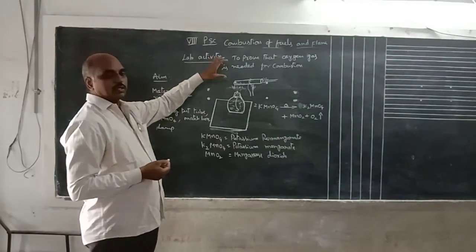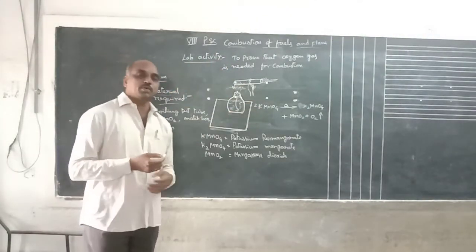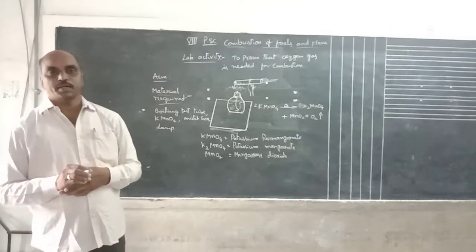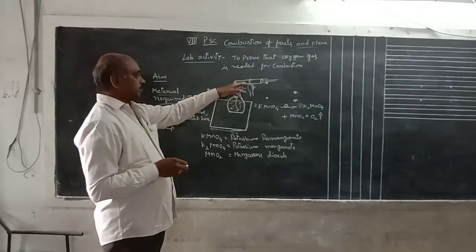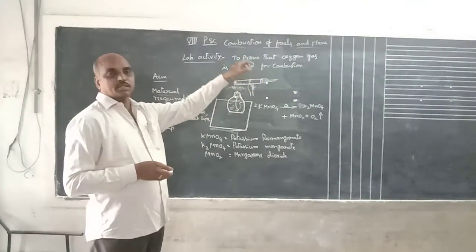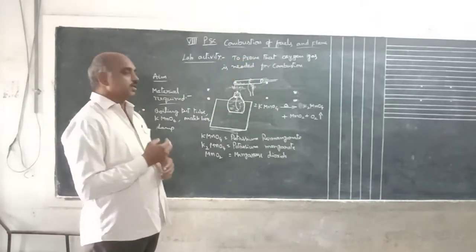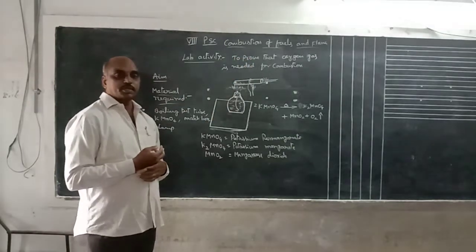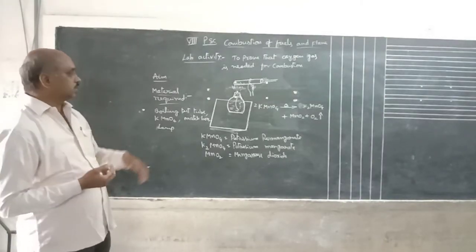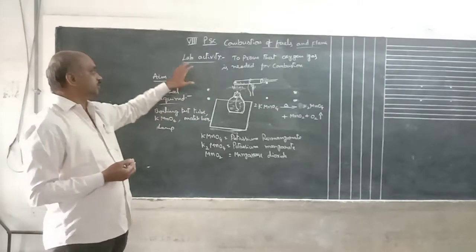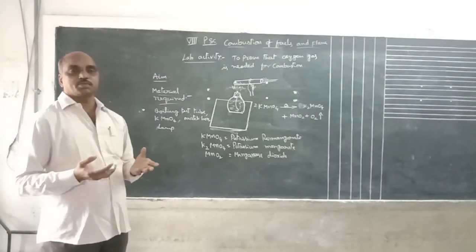Suppose you heat it for a certain time, after that the entire potassium permanganate is converted into potassium manganate, and oxygen gas is also released. After some time there is no oxygen gas. At that time if you introduce the burning splinter again, it won't burn brightly. Why? Because oxygen gas is exhausted. From this activity, what do we prove? Oxygen gas is needed for the combustion.